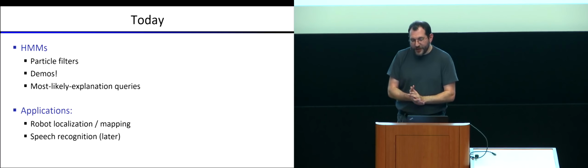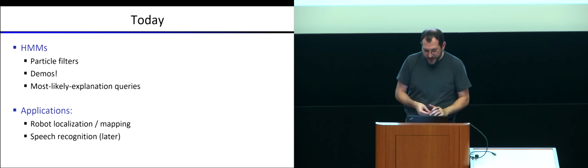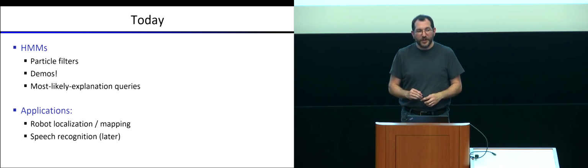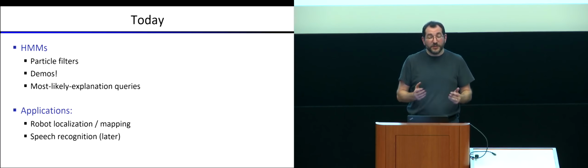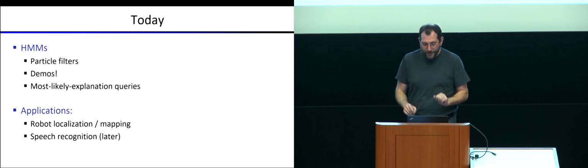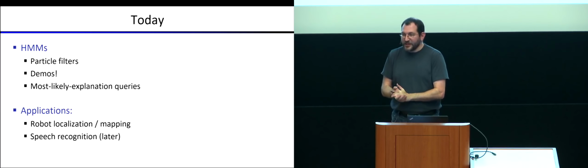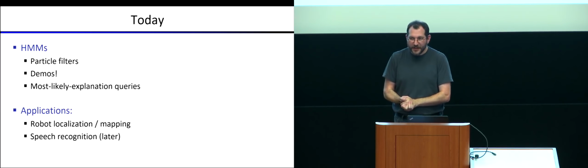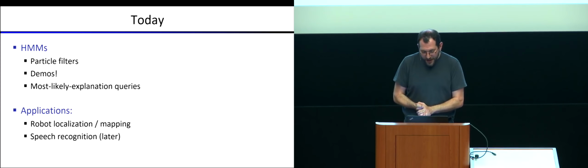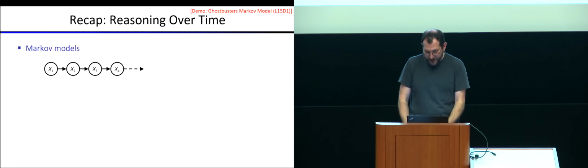We're going to see a bunch of demos to illustrate what goes on in these exact and approximate techniques, and if there's time, we'll start talking about most likely explanation queries, which are used for a lot of things like speech recognition, where you're interested not only in tracking something over time, but in reconstructing the trajectory it took over time. We'll see some applications today. Robot localization and mapping are going to feature prominently, as well as some ghost busting, and later on in the course, we will see a little bit of information about speech recognition.